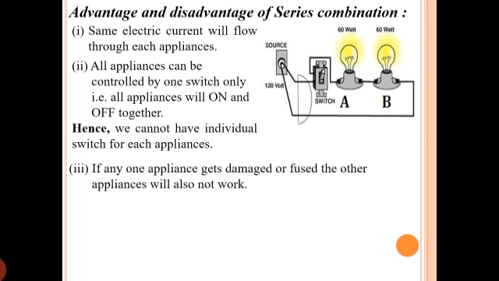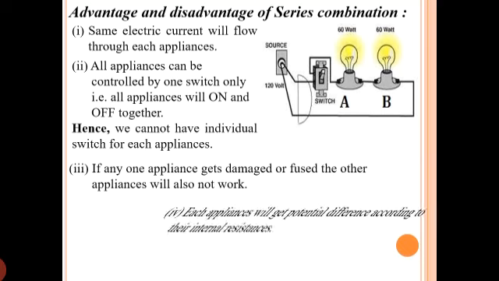Number 3, if any one appliance gets damaged or fused, the other appliances will also not work. Just take an example, if there are two bulbs A and B, and bulb A is fused, meaning the filament of bulb A is broken, then the circuit will be open. So even bulb B will not work, because the circuit is open and current will not flow through any appliance. That is the disadvantage of the series combination: if any of the appliances is not working or gets damaged, the entire circuit will not work. So it's difficult also to find out which appliance is not working.